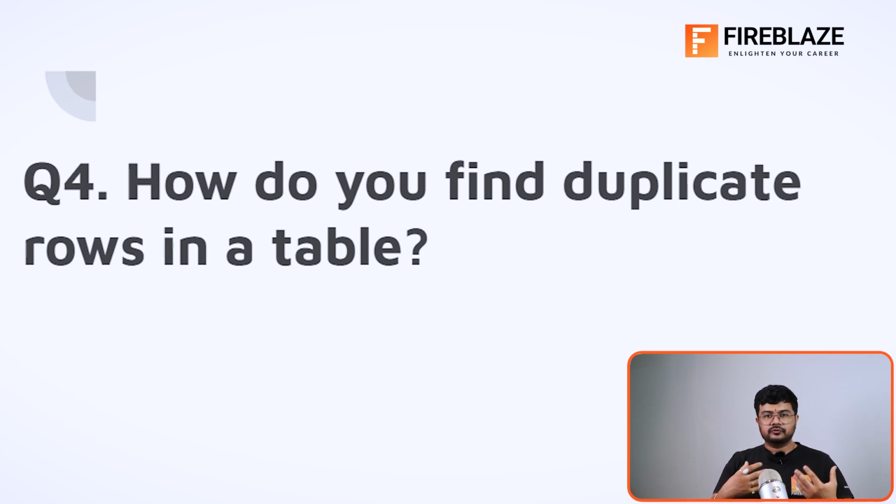So to find the duplicate rows in a table, what we need to do is group by all the unique values and then aggregate them by their count. Wherever the count is greater than 1, we can definitely say that this is a duplicate row. So the query will go like select column from table, group by column having count of column greater than 1. This will be the query which will retrieve us all the duplicate rows in a table. Alright, this is how you answer this question.